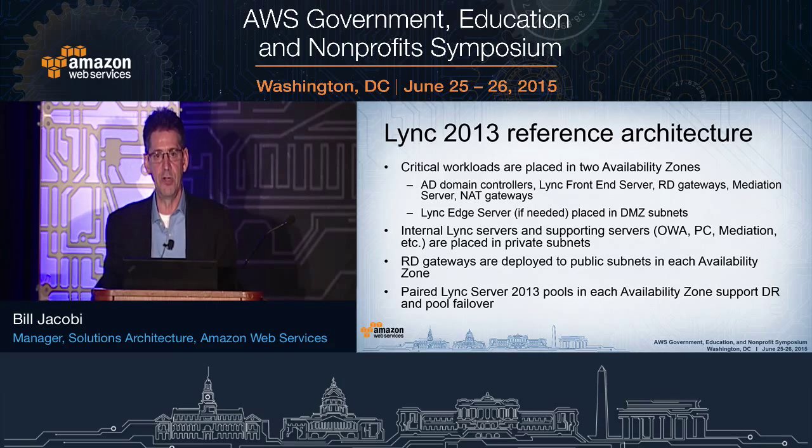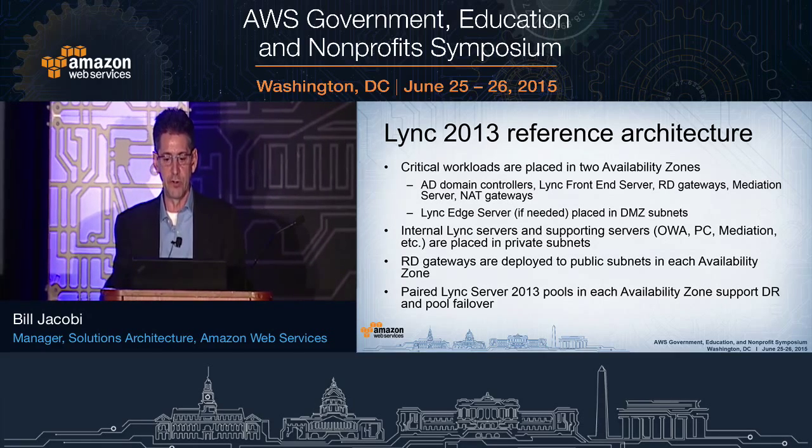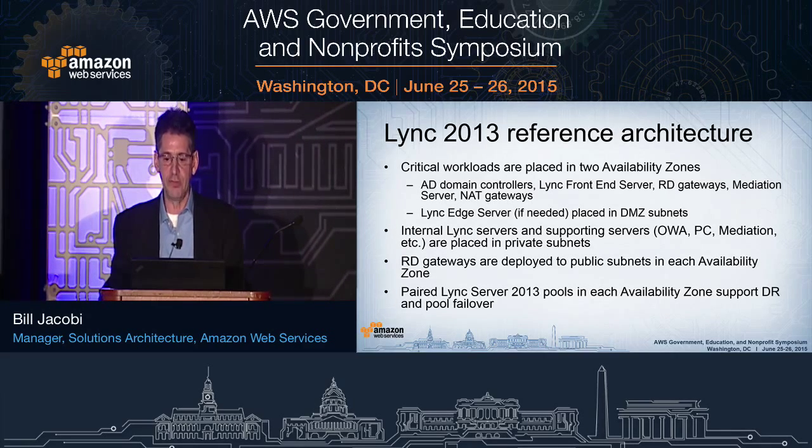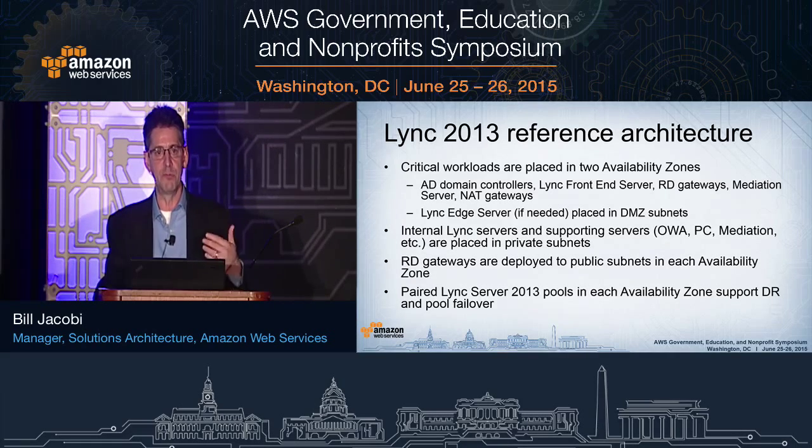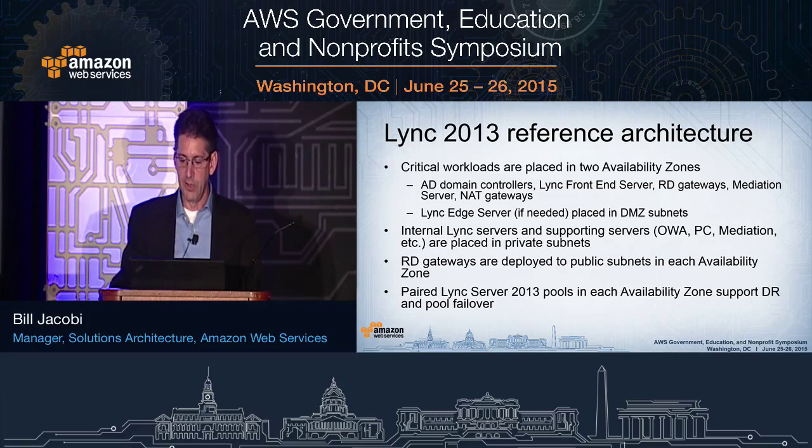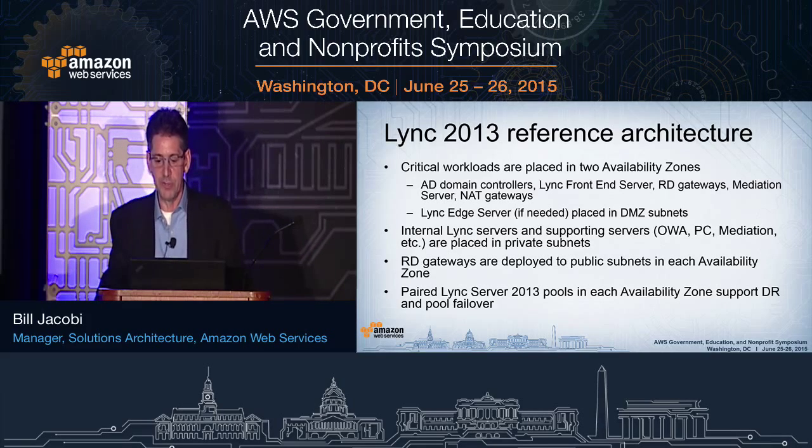But in addition, the primary workhorse server of Lync is the Lync front-end server. The Lync front-end server would sit in a private subnet. I'll show you this in a diagram in just a second. And the Lync front-end server would handle the majority of the capabilities: IM, presence, web conferencing, web video conferencing. All the key workloads would be handled by the Lync front end, and supporting servers as well would be placed in private subnets.